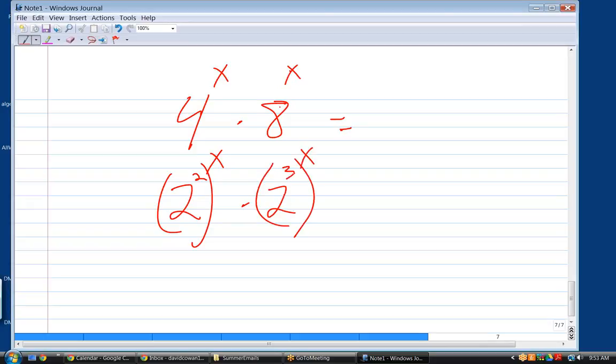That's what I mean by common exponential base. In other words, I can express the number 4 as some power of 2, and I can express the number 8 as some power of 2. Now, let's proceed, and what does that equal to?